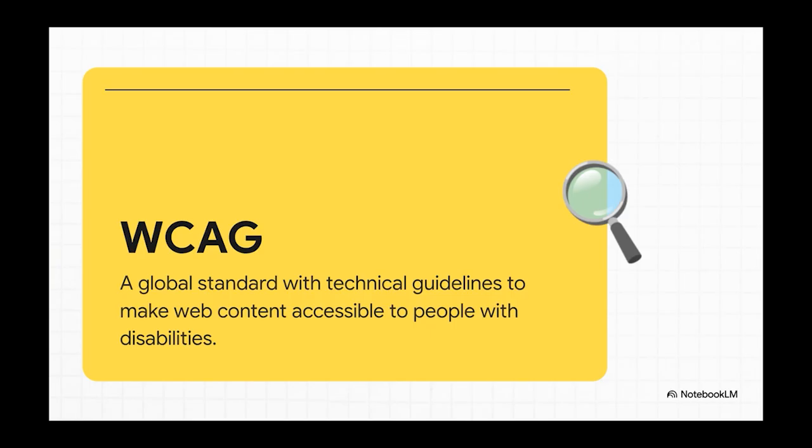And when we talk about accessibility, the gold standard, the thing everyone looks to, is the Web Content Accessibility Guidelines. You'll hear people call it WCAG. And this is really important. It's not just a list of nice ideas. It is a comprehensive, internationally recognized standard designed to make sure that the web is open and usable for people with all kinds of disabilities.